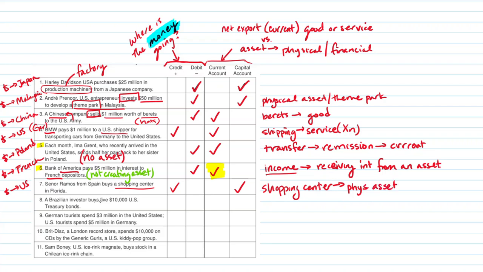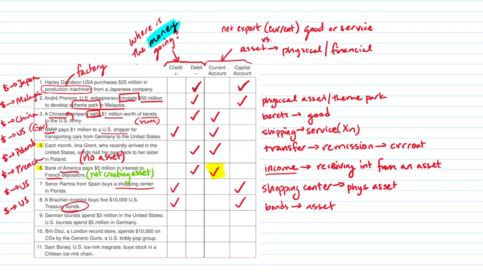A Brazilian investor buys 5 $10,000 U.S. Treasury bonds. So he is sending money to the U.S. government. That is a credit for the United States. He is buying bonds. That is an asset, right? So bonds are an asset. He is financing American debt.